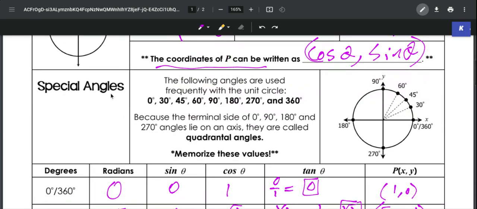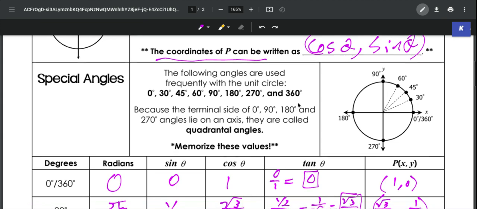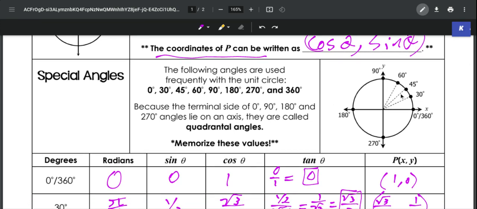Now, special angles here that you'll need to know or remember. You can pretty much use all of these to figure out all the rest of them. That's why these are the popular ones: 0, 30, 45 degrees, 60, 90, 180, 270, and 360. Those are all of the more popular ones, the ones that a lot of people know. But then you could actually use all of these to figure out all the other ones.